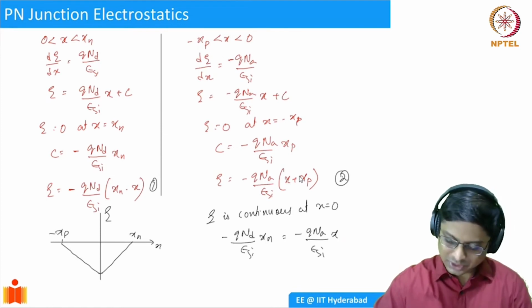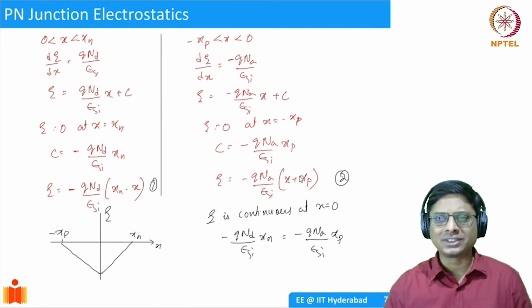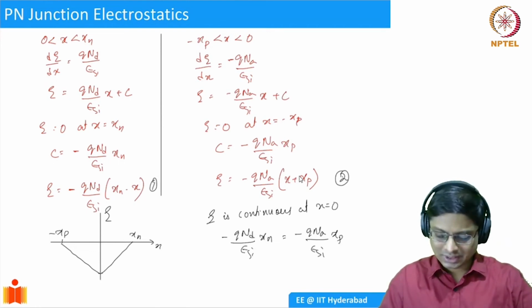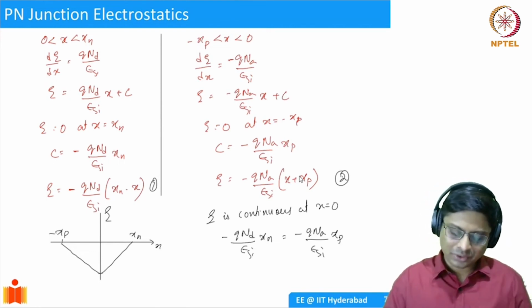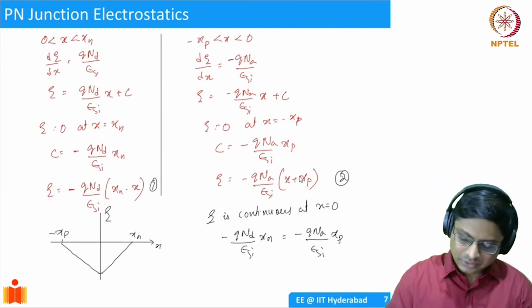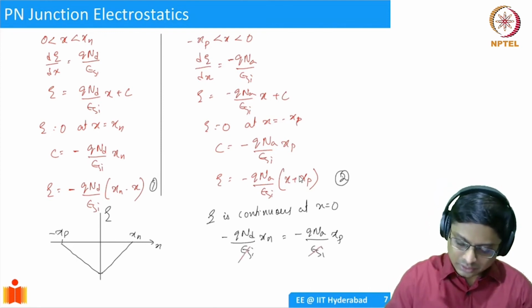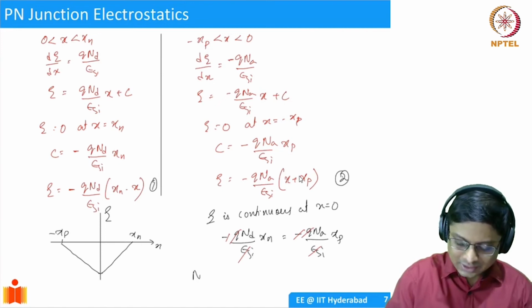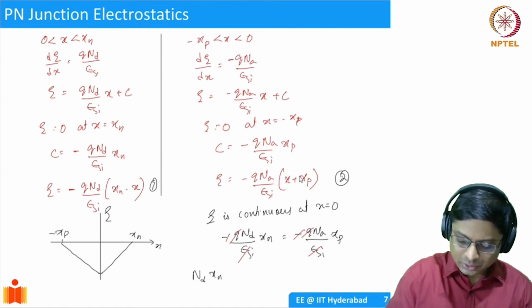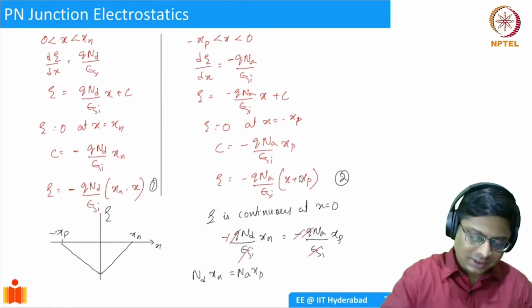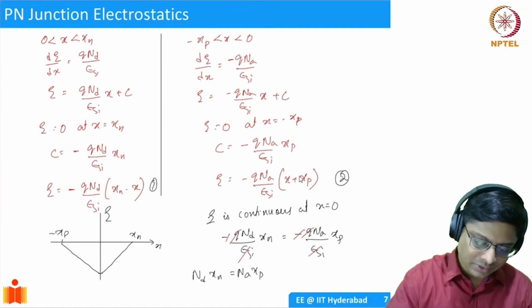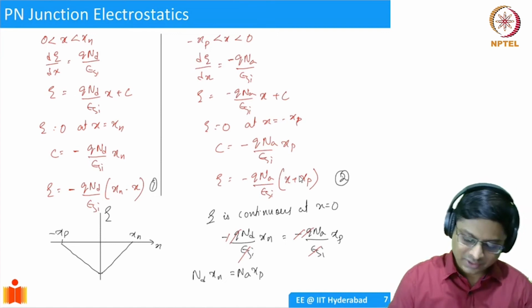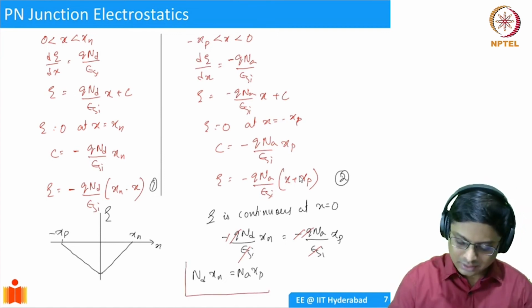Please make sure that you work out these things. These are not complicated math. It's fairly simple algebra, but you should work it out so that you're convinced. So now these things will go out, so negative charge also goes out. Essentially we are getting a relation which tells us that ND times Xn is going to be NA times Xp. This is a fairly important relation for you to remember whenever you are analyzing PN junctions.